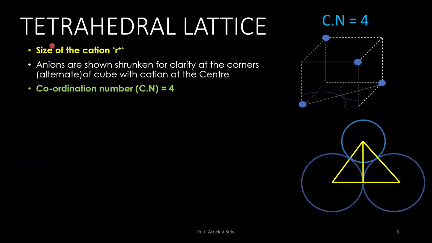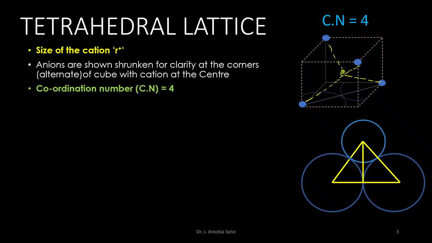So let us see the tetrahedral lattice with coordination number 4. We are taking a cube to represent the arrangement. The anions are shown here shrunk for clarity at the corners of the cube, in alternate positions, with the cation at the center. So the cation occupies the vacant site and is in contact with the anions, in a tetrahedral arrangement.